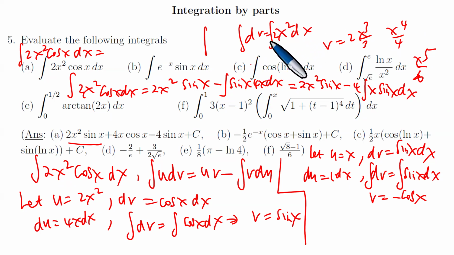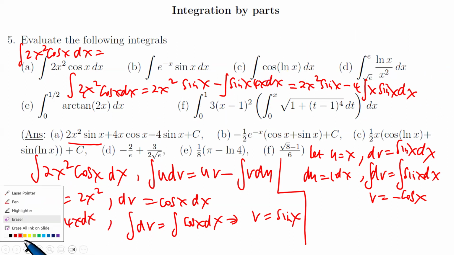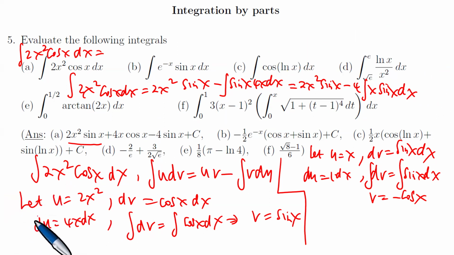It's only when we differentiate the 2x squared that it becomes 4x and the power reduces. Now the integration is made complicated by the x squared power, so we try to destroy that, and to destroy that, we make it u. So u is the kind of thing that when differentiated, its powers will decrease. So we have 2x squared cosine x dx. It is equal to 2x squared sine x minus.